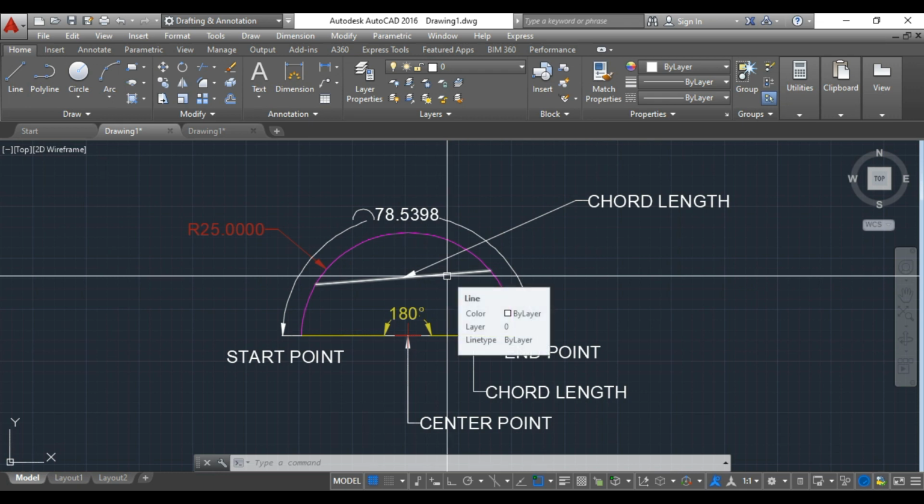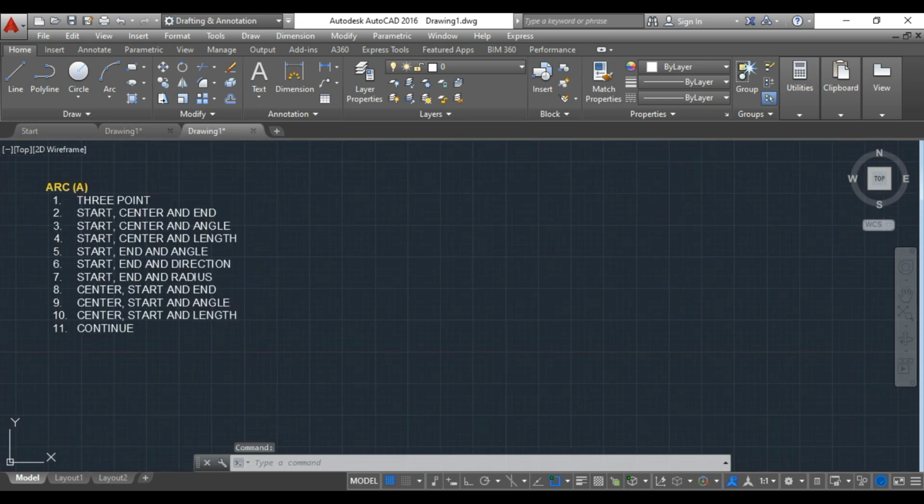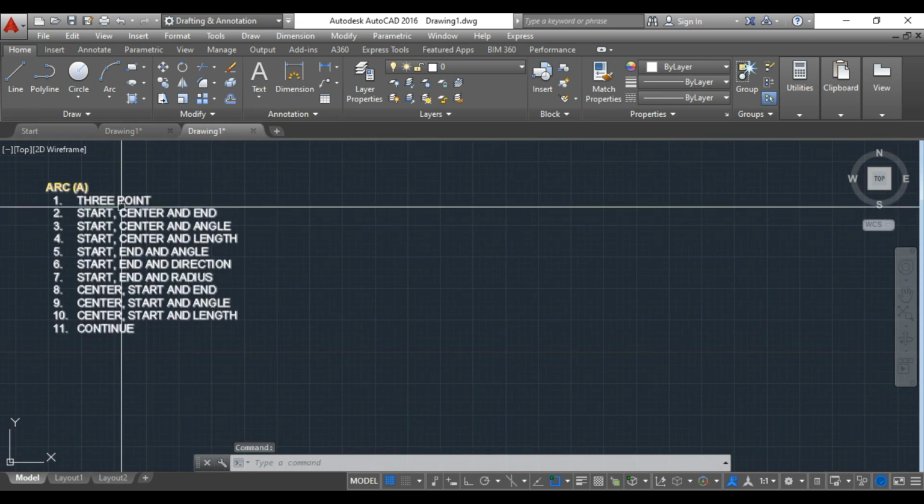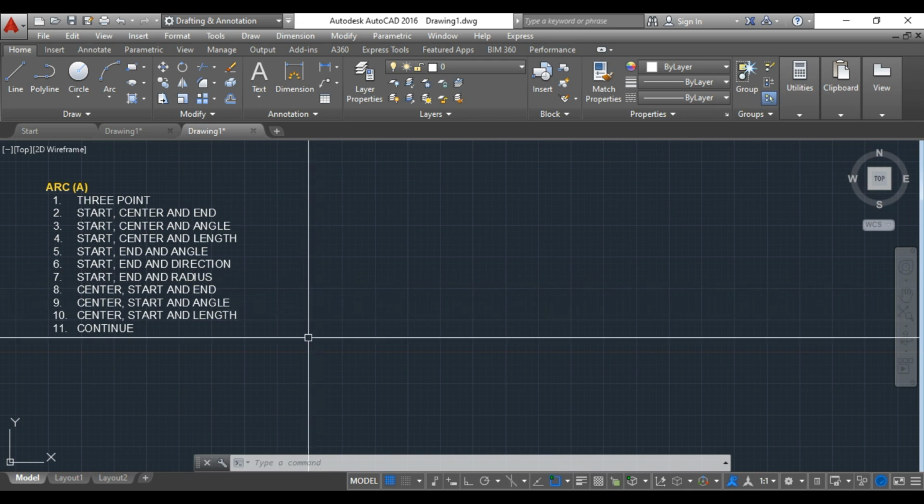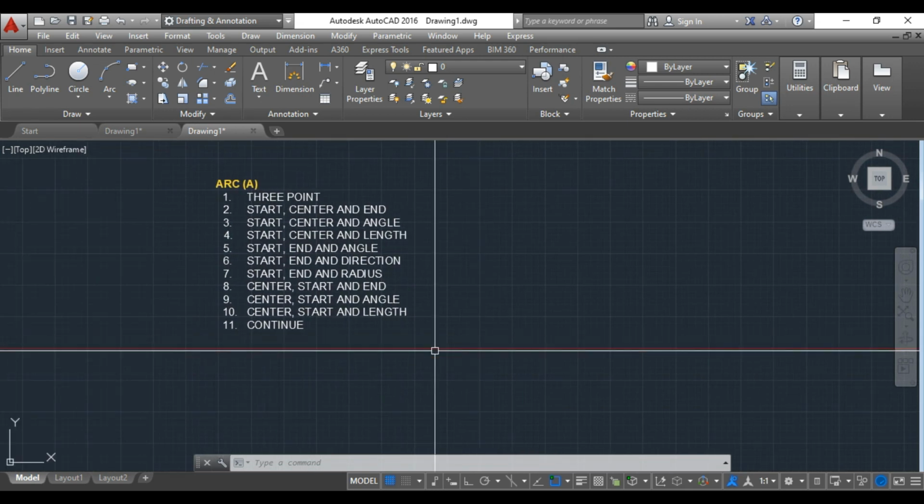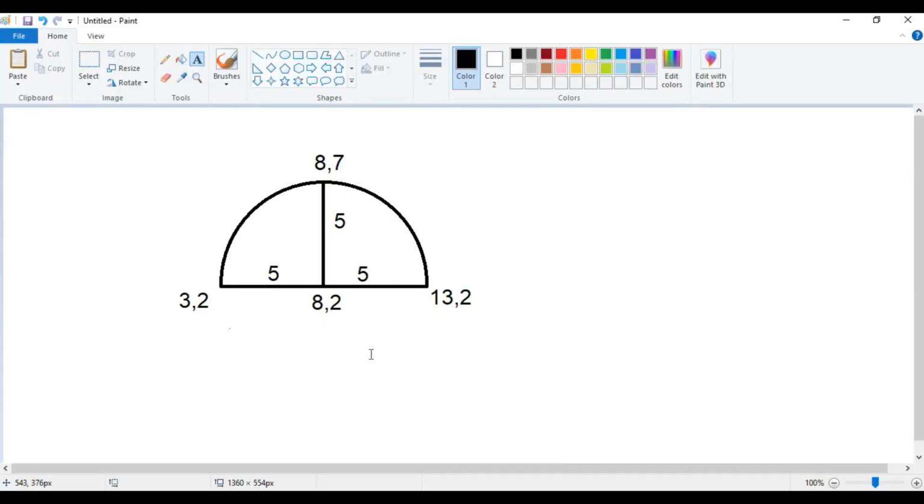Before going into the first case, I have written a three point arc. I will show how to draw this 3-point arc in two different methods. One is with coordinates, as we have seen in the first class. The second one is with the help of freehand. For that, I have drawn a small diagram.